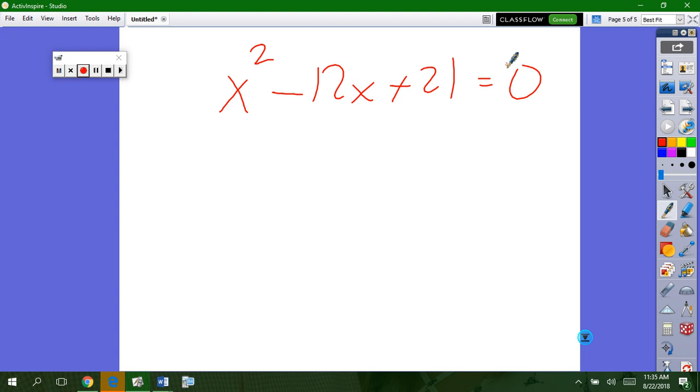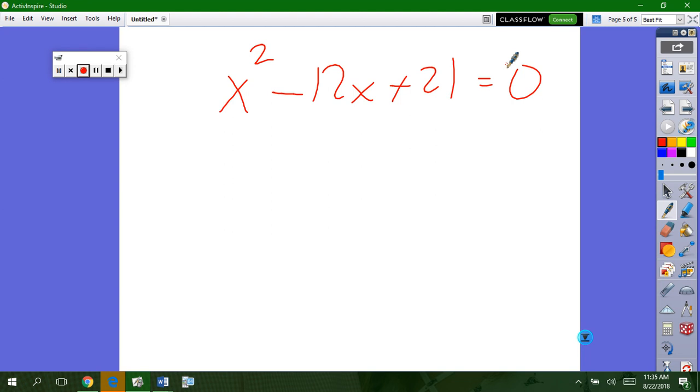Okay. Any question? Yeah. Is this a perfect square trinomial? Why? What needs to be there? What's not perfect to make it a perfect square? I need that 21 to be a 36.